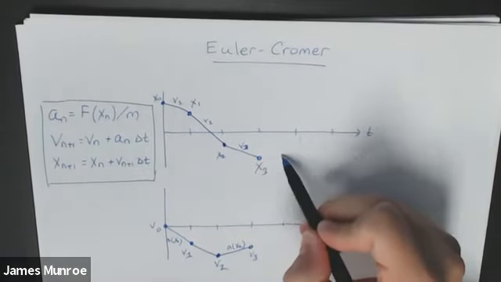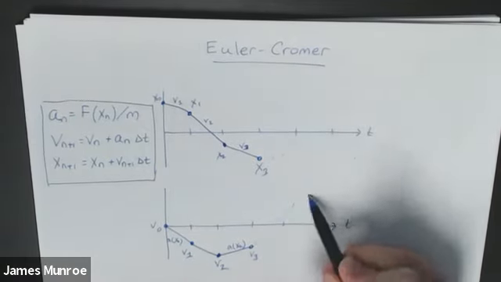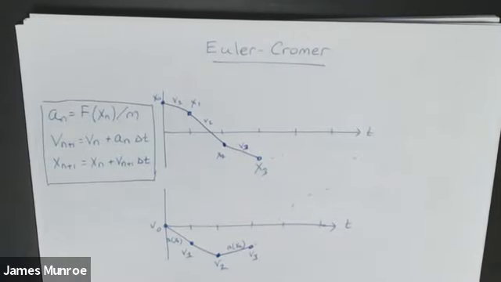And again, it will continue on. And one of the benefits of this method is it conserves energy over time. Okay, we had a question in the chat. Doesn't Euler-Cromer make the velocity graph less accurate because it uses the acceleration of the previous step every time?